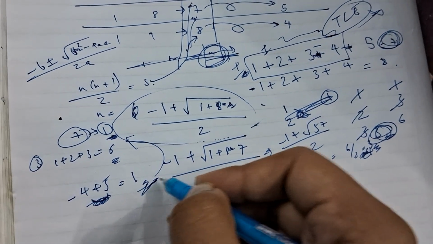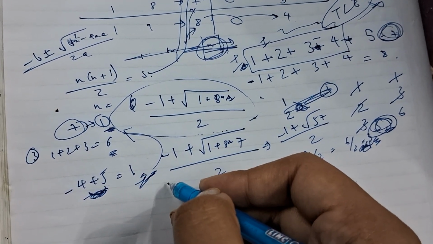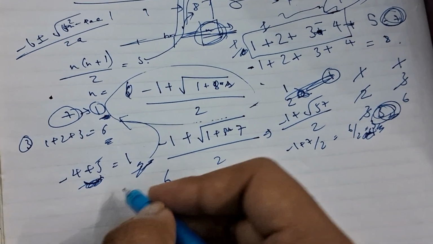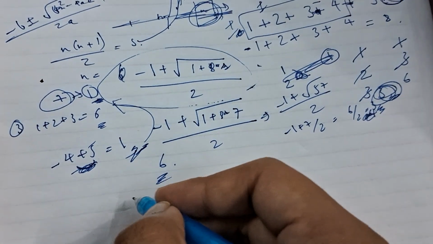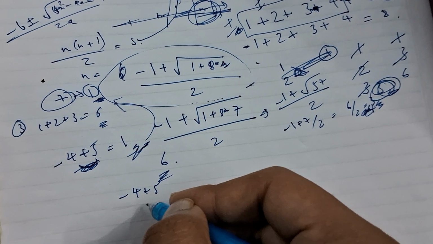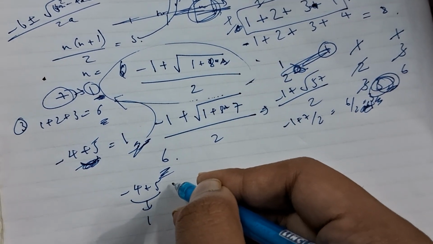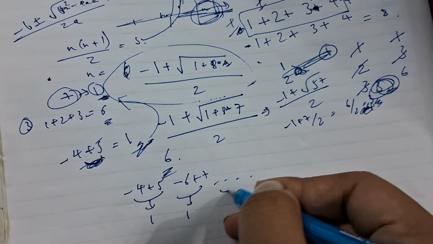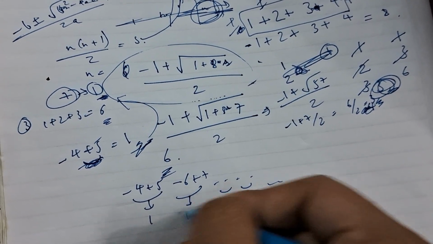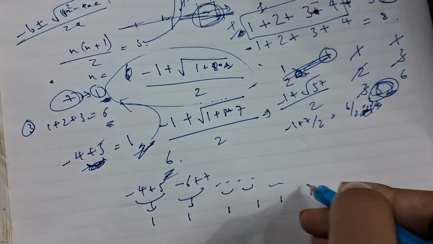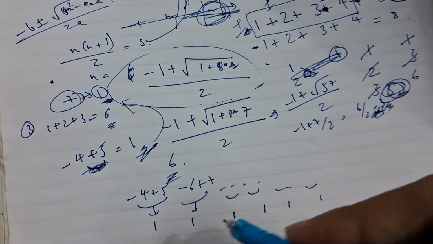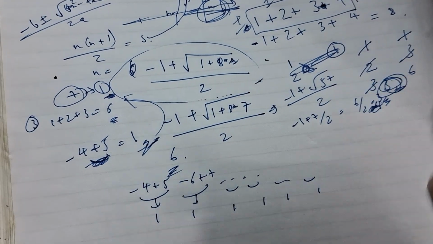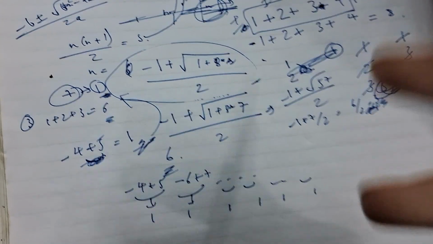So let's say you have a difference of 6, and you were stuck at this position. You can do minus 4 plus 5, so you get 1. Then minus 6 plus 7, you get 1, and do it till 6 times. 1 2 3 4 5 6 times. So this is one approach, you can do it. But remember one thing, there is also a better approach.